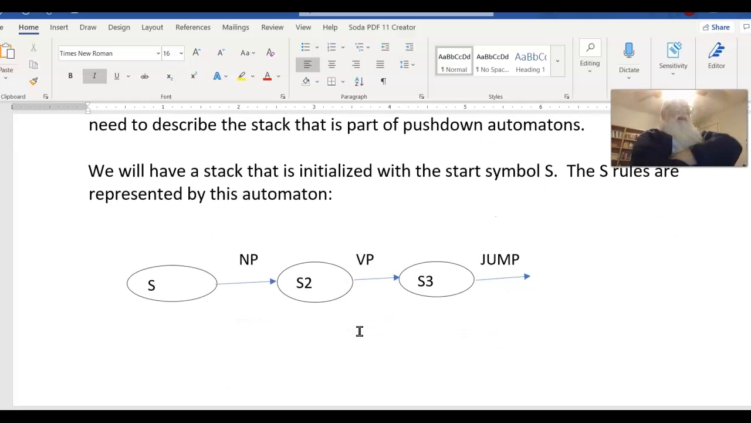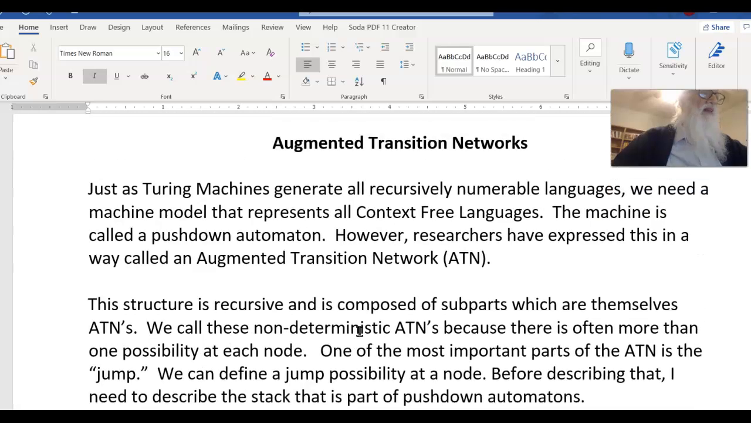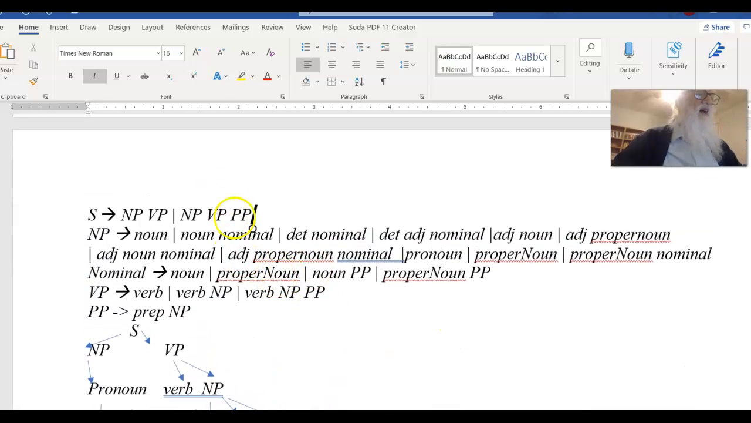Now, there's what a simple one looks like. I don't have the PP in this one, so I guess I did drop the PP. I thought I didn't, but it looks like I did. So I can go back here and not put that in.